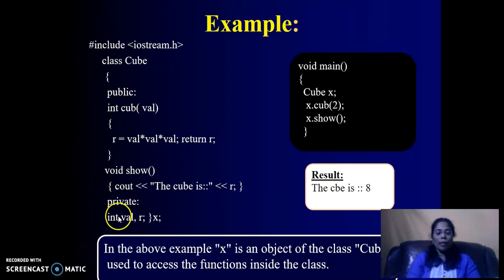And here under private, int value and r, I have given the variable declaration, and I've created an object for this cube. In the main function, I'm giving x into cube2 and x dot show function. I'm invoking this function. So when a function is returning any value, then we should use return.